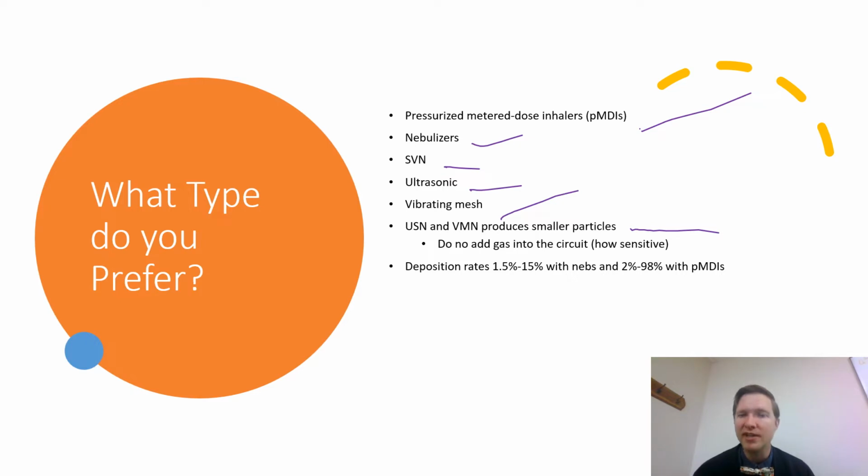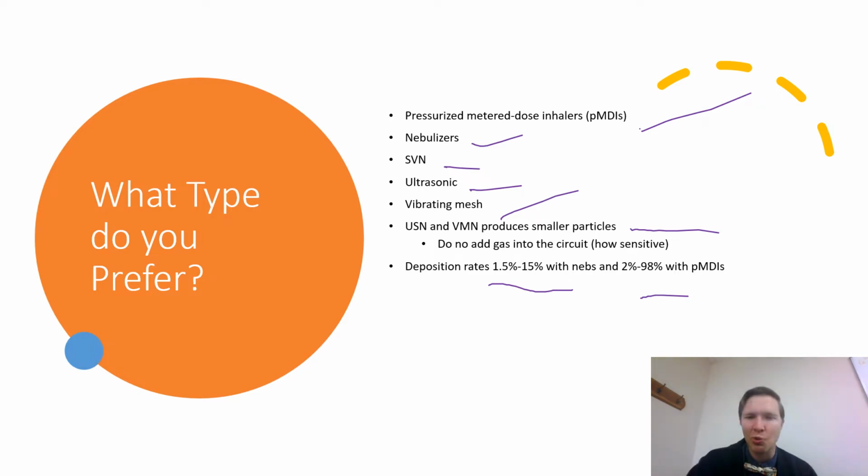Deposition really does depend. Deposition rates with nebulizers, look at this, 1.5 to 15% with nebs. You can check that against the chapter. I promise you it's in there. Not great. But with MDIs, check this out, anywhere between 2% to 98% deposition rates.